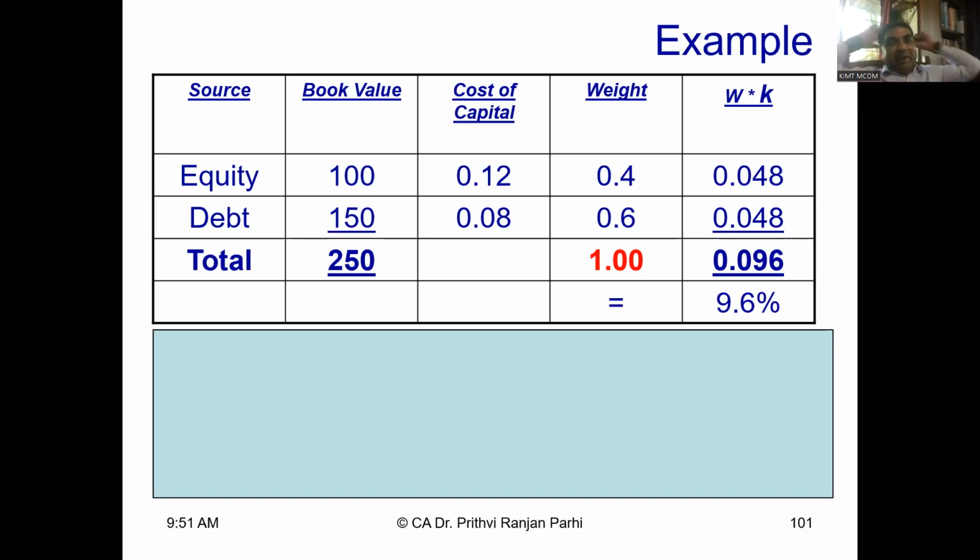Now, once we know the weight, next thing is that this is cost of capital, this is weight. Just multiply them, weight into cost of capital. If you're multiplying, in the first case it is coming 0.048. Second case also, it is coming 0.048. So overall cost will be the total of these two. It is 0.096. Or if you want, you can multiply by 100 and get 9.6%.